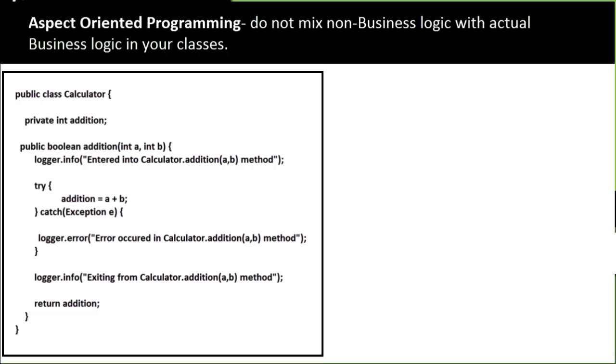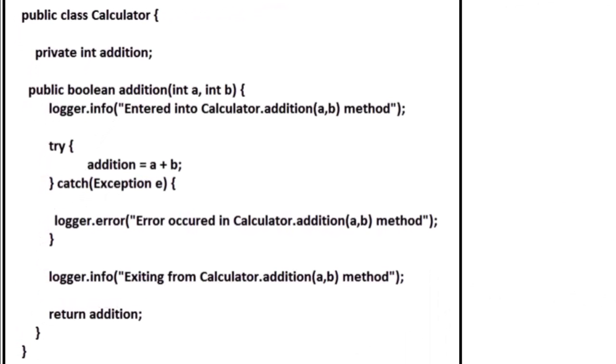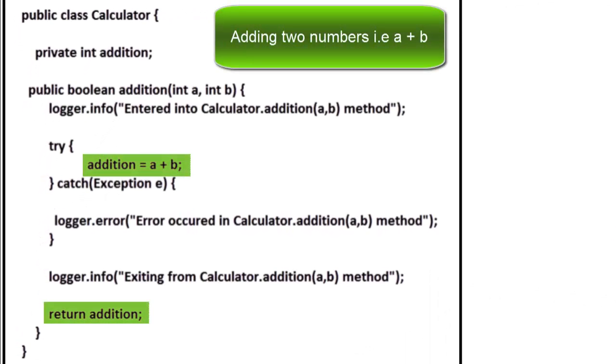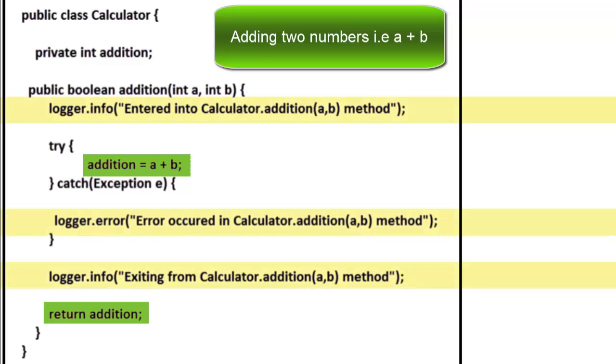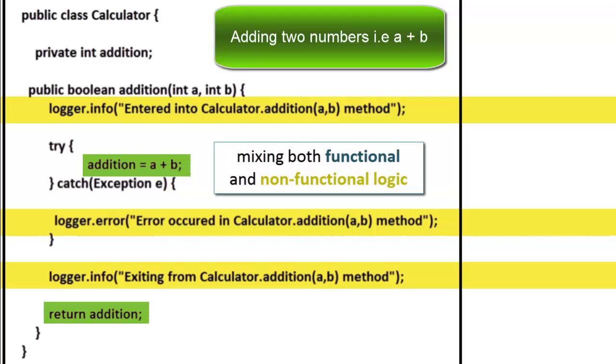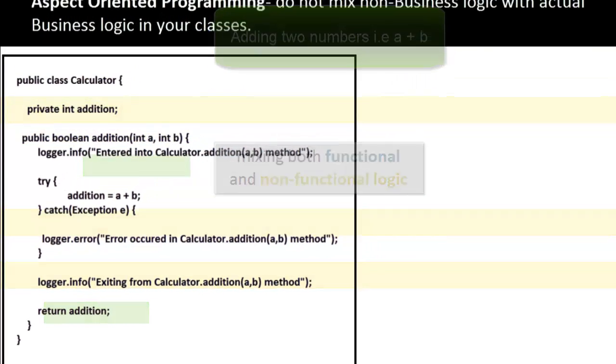For example, in this function, our main functionality or business logic is adding two numbers, that is A plus B. Then what are these other things doing in the same function? Here, we are mixing both functional implementation, that is adding two numbers A plus B, and non-functional implementation, that is all these logging statements, at the same place, which in future may lead to greater difficulty in managing your Java project.